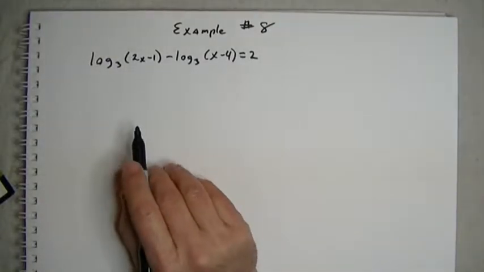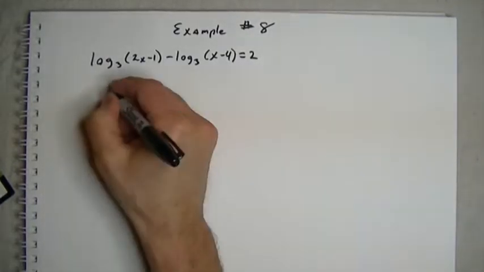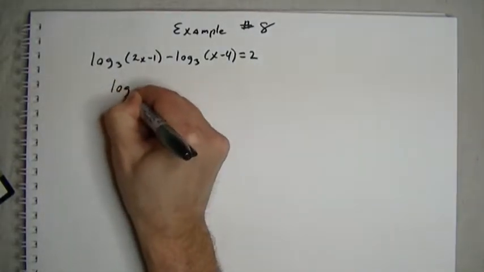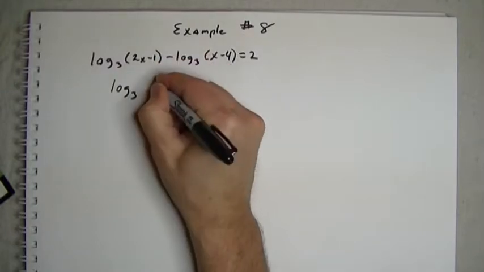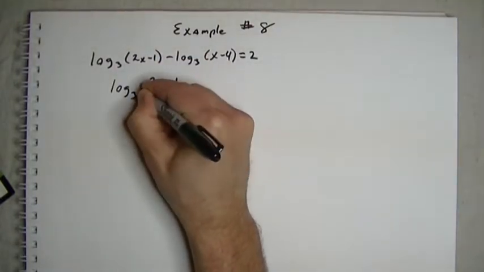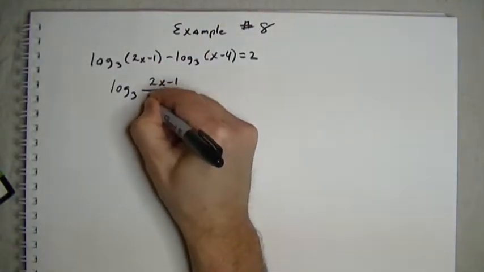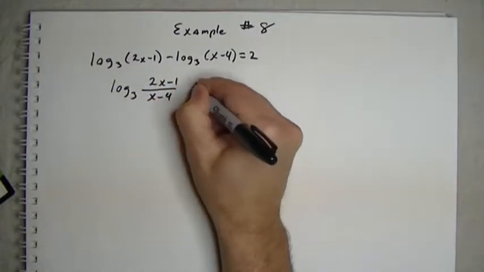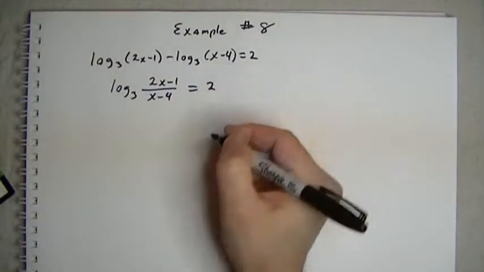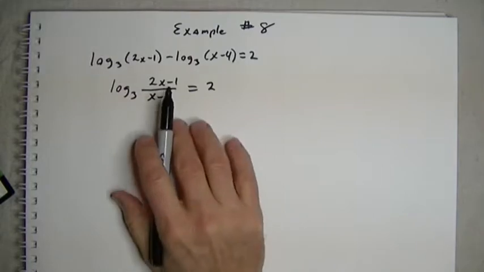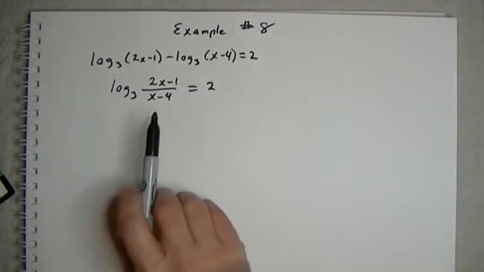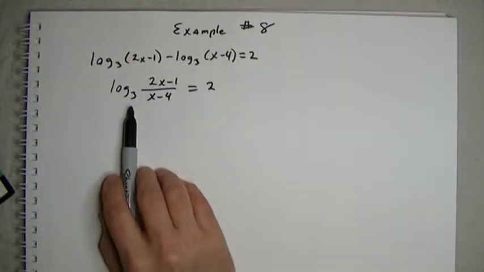the x minus 4. So, first step, log base 3, 2x minus 1, all over x minus 4, still equal to 2. Okay? Pretty straightforward. Again, just like in example number 7, we're going to now convert this to an exponential equation.